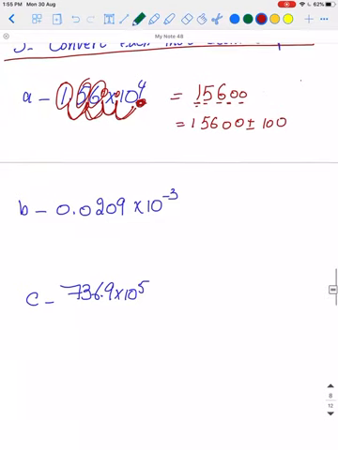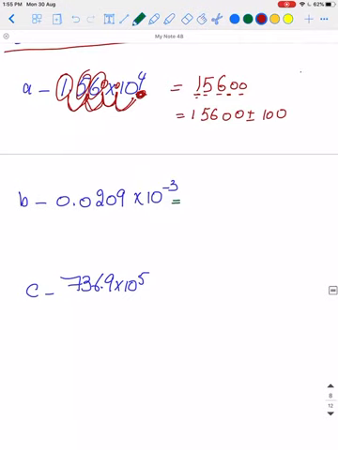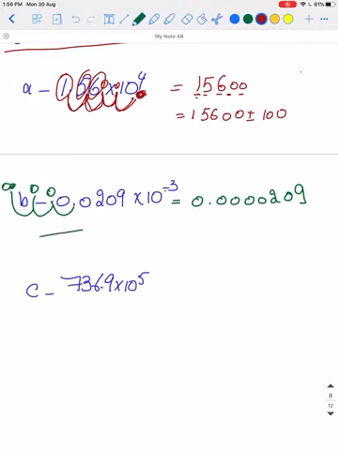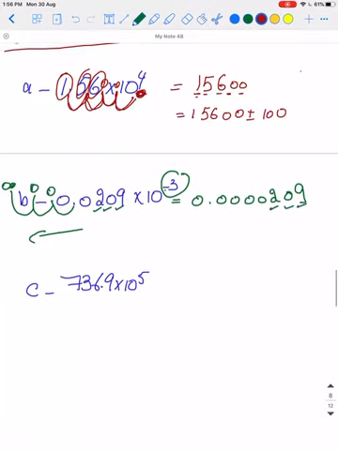Okay. Now also this one, but this time the power is negative, so the point is displaced 3 times to the left. So 1, 2, and 3. This is the position of the point. So it will be 0.0000209. So displaced 3 times to the left. Why? Because of the presence of negative 3. So now let us see if it's fine. Here we have 1, 2, 3 significant, 1, 2, 3 significant.